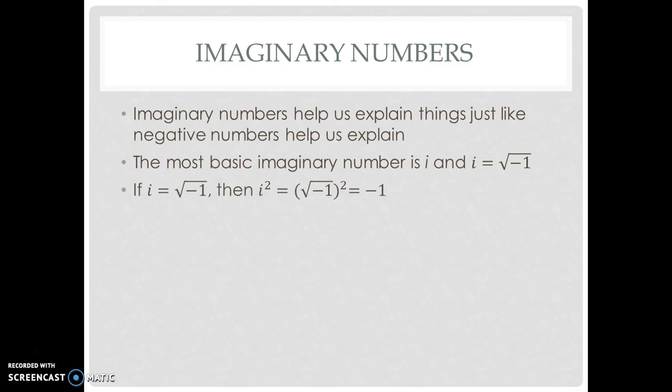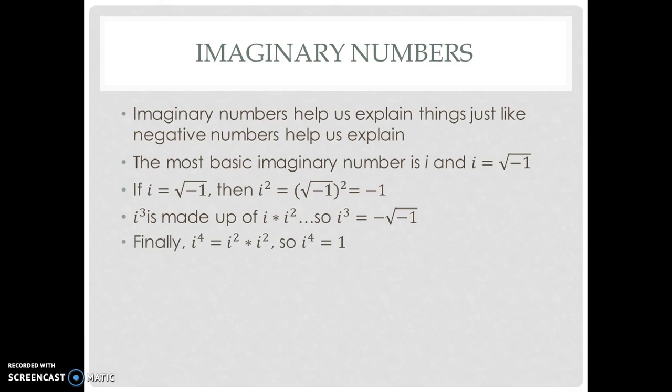If i is equal to the square root of negative 1, then i squared, when you square it, the square root goes away, right? So i squared is equal to negative 1. i to the third is made up of i times i squared, so i to the third is really negative square root of negative 1. Finally, i to the fourth is i squared times i squared, so i to the fourth is equal to positive 1. We'll work some more on those when we come to class.